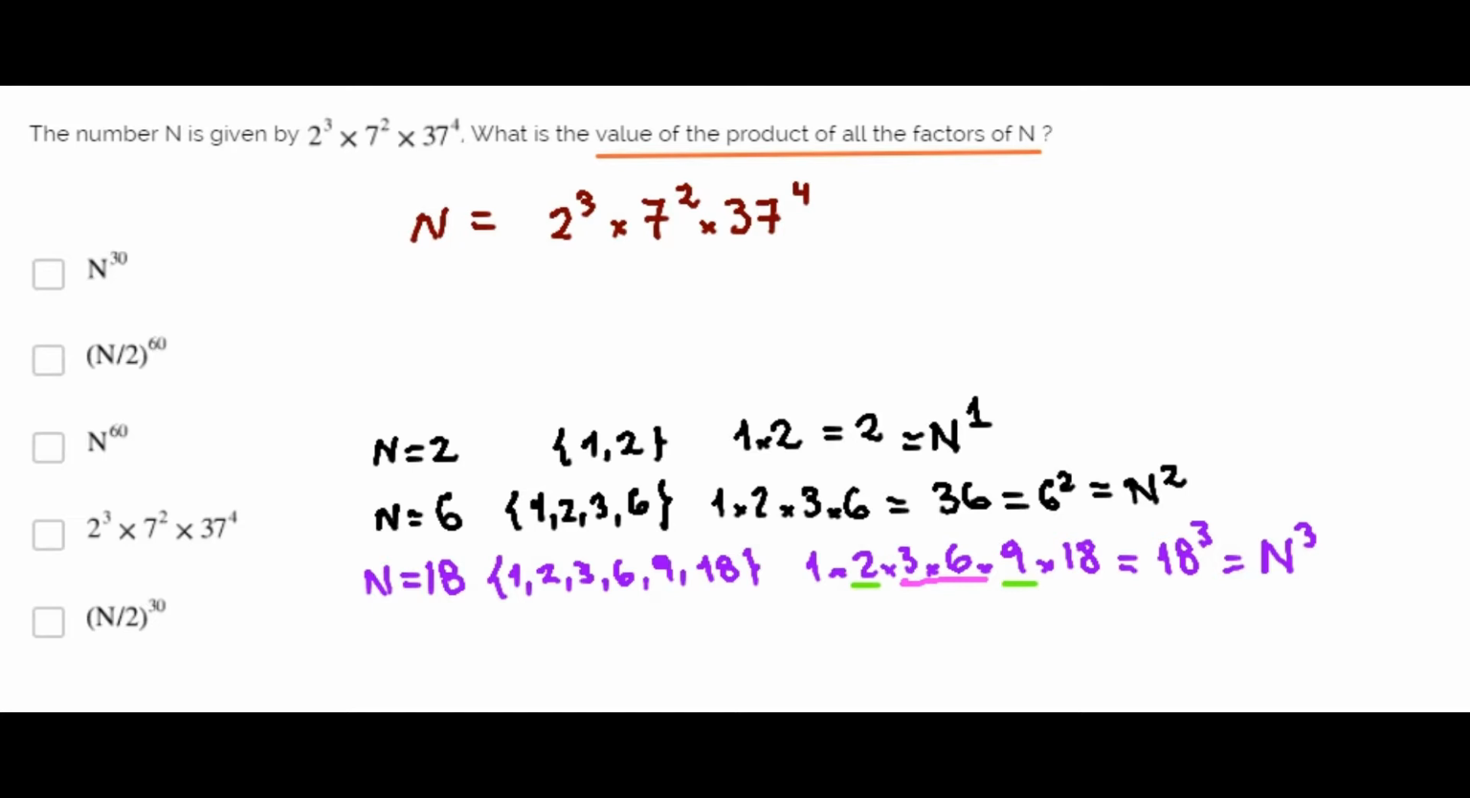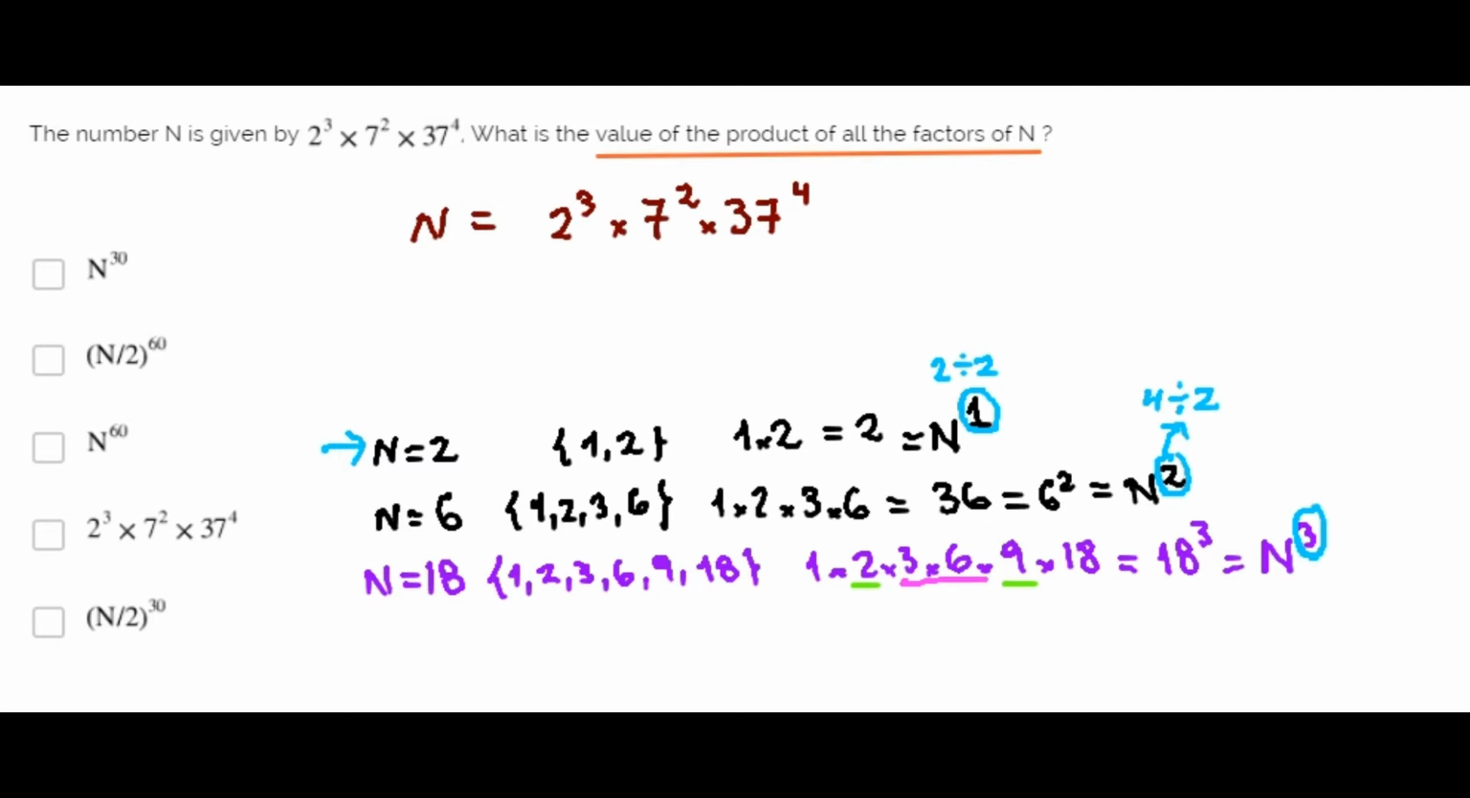So, I guess that's enough. And note that n is always raised to half the number of factors of n. For instance, here n has just 2 factors, and n is raised to half the number of factors. Here the same, n has only 4 factors when n is 6. And here n is again raised to half the number of factors.